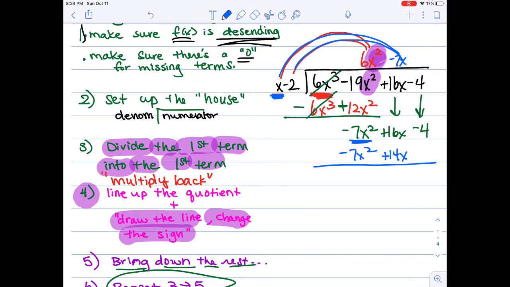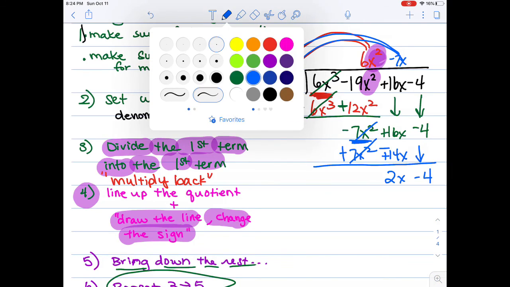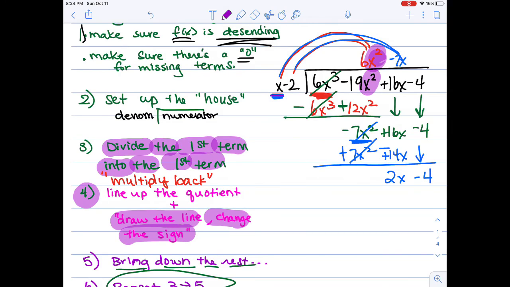Draw the line, change the signs. This first term should cancel, and we end up with 2x, bring down the rest, and now we repeat again. I'm going to do this time in purple. We're going to go the first term into the first term, 2x divided by x is just positive 2. And now we multiply back. 2 times x is 2x. 2 times negative 2 is negative 4. Now we're going to draw the line, change the signs.